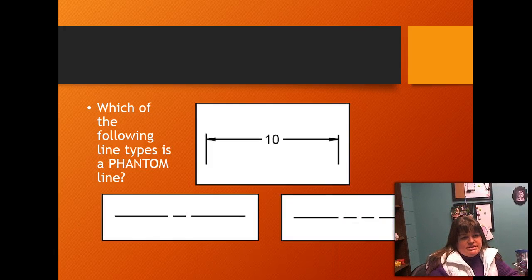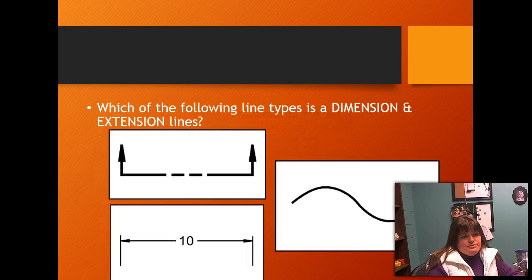Which one of those represents a phantom line? Bottom right, that's your phantom line type. Long, short, long, short, long is the pattern. Which one of those represents a dimension and extension lines? Well, that would be the one with the number and the arrowheads.